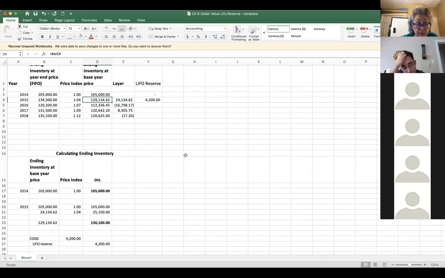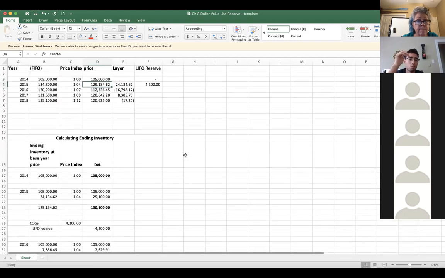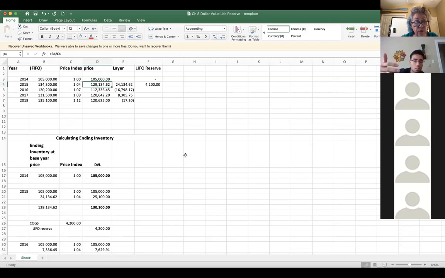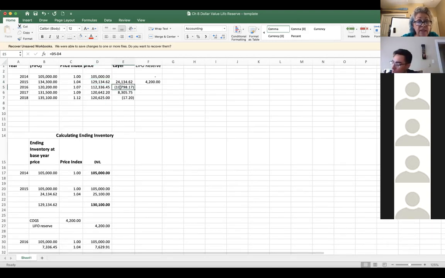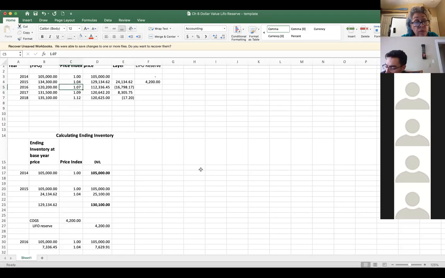So just to clarify, when you have a negative layer, that's because you sold more than you purchased in that year, which means you had to go to the previous layer, correct? You got it. Okay. So when you liquidate, you will not see the price index from that year in ending inventory, because you sold everything from that year, plus some from the previous year.